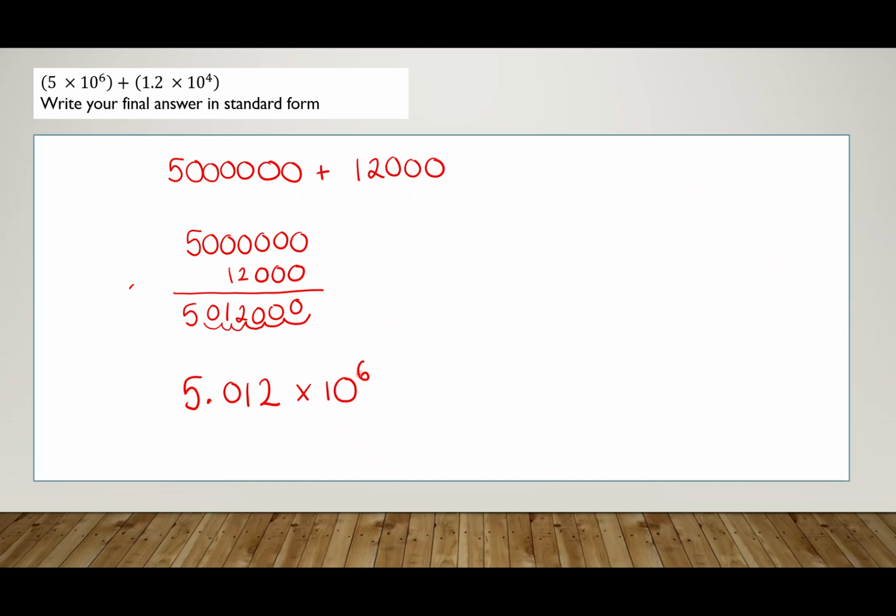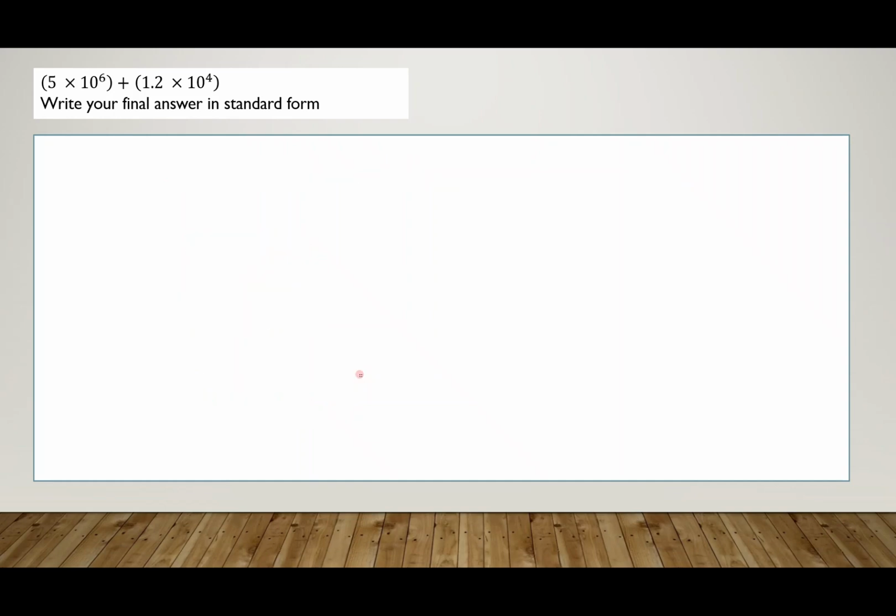So this method is really useful if all of your values are known and you're just trying to add together two numbers. There will be occasions though that exam questions include algebra and you're not always given all of the numbers or the powers and you need an alternative method. So we're going to use the same question, but we're going to do this by manipulating the numbers and adding them together.